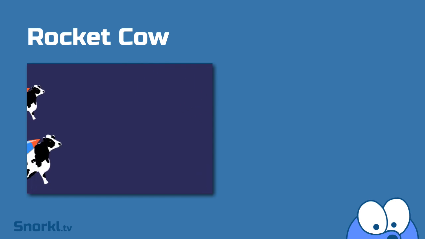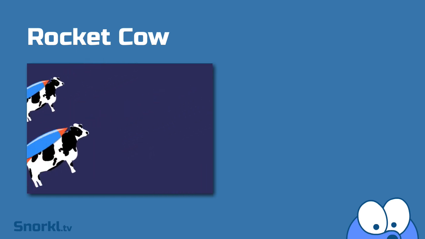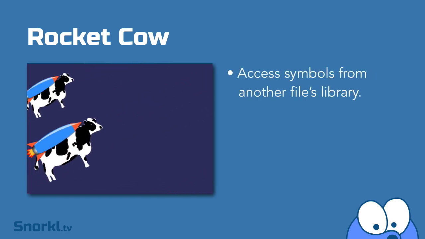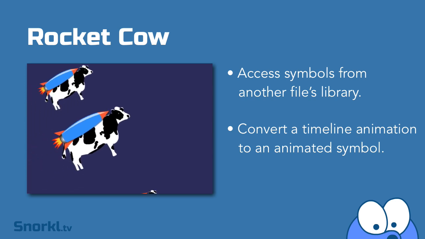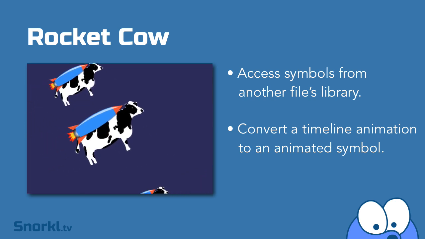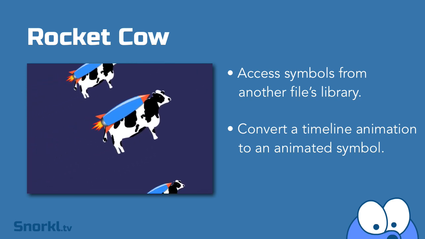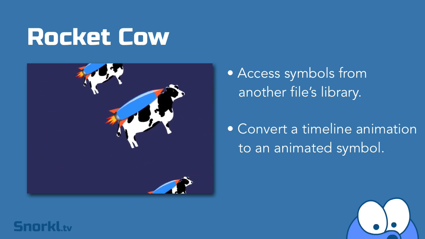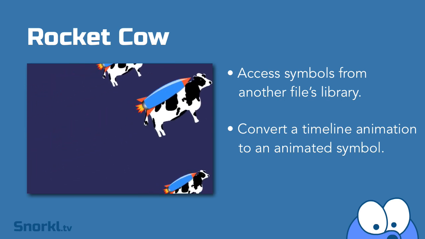And in this exercise, we're gonna be doing a lot of the same basic stuff we've been doing in other exercises, but I'm gonna show you a few tricks. We're gonna show you how to access symbols from another file's library, and we're also going to convert a timeline animation to an animated symbol, all right? This is really important. I'm gonna show you how to take frames from the main timeline and paste them into a symbol so we can reuse that symbol multiple times. So with that said, let's make some cows fly.